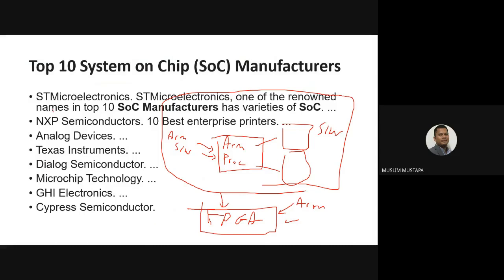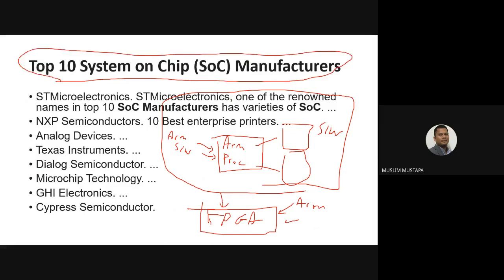So I've given you guys the top 10 SoC manufacturers. The task for next week is to choose any of the companies. What I want you guys to do is go and check the company website and check their SoC. Choose one high-end SoC and one low-end SoC.